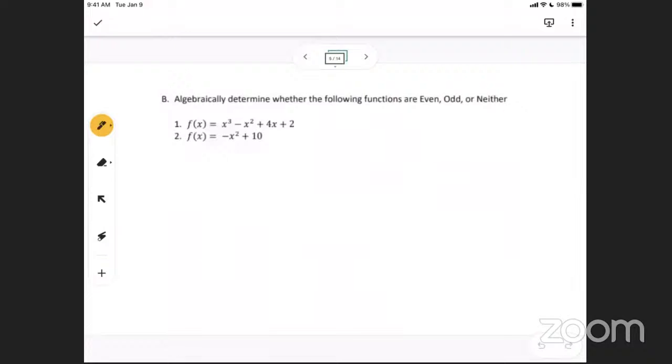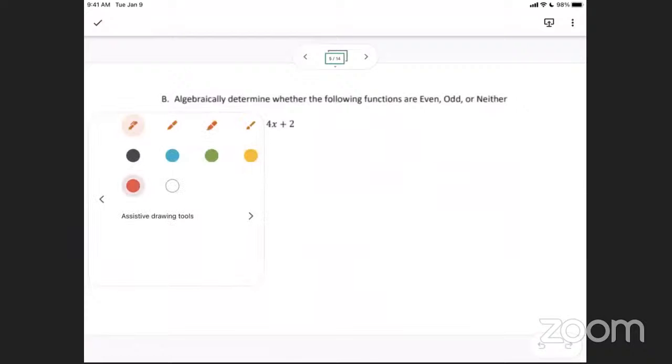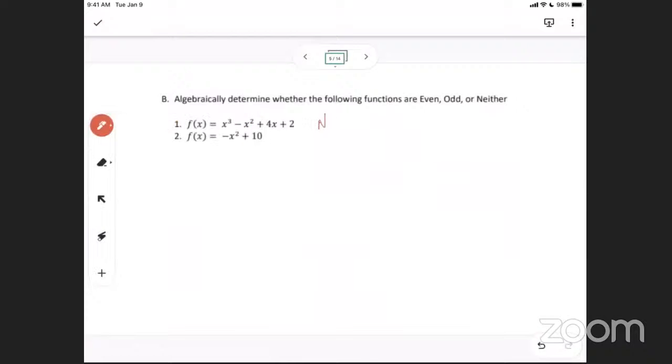I'll show you even, odd, and neither. That's really easy with polynomial functions. The first one is going to be neither. You can tell right away by the exponents because there's an even and an odd exponent. It's going to be neither. And this second one is going to be even, because there are only even exponents, and it's okay that you have a constant term.